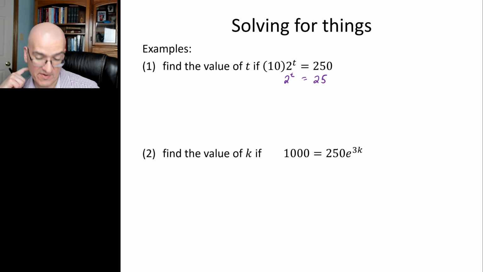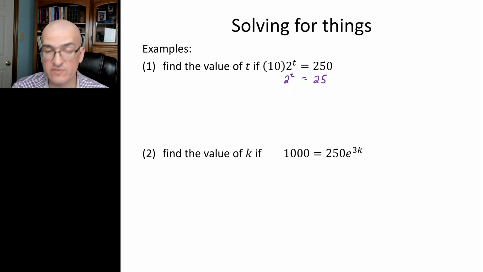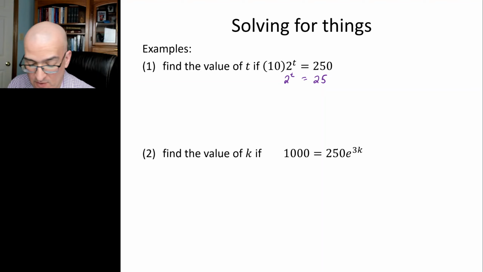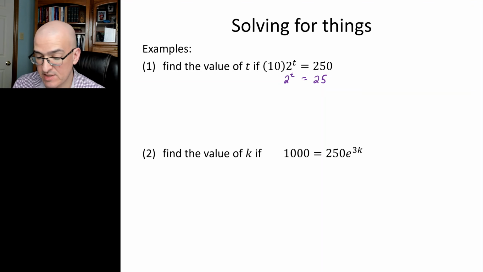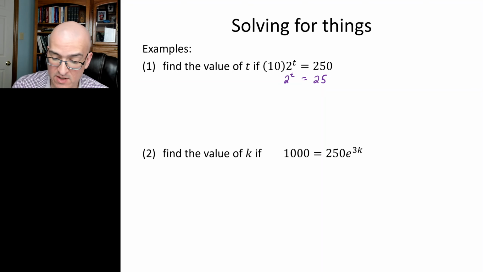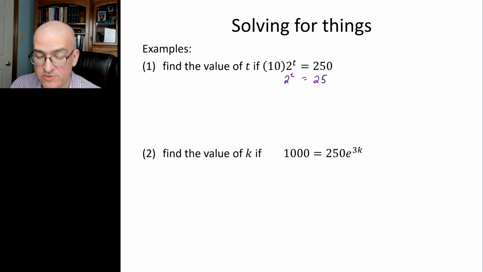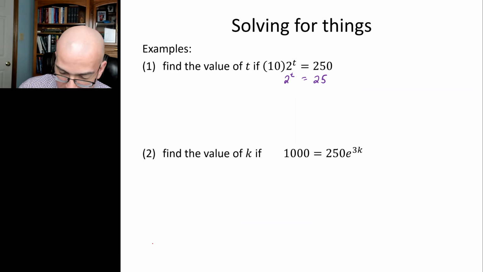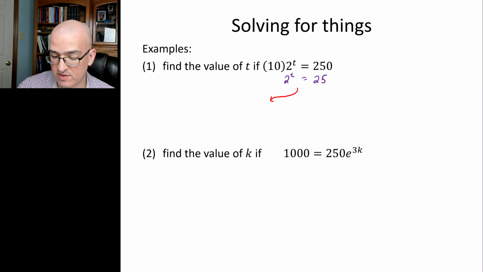I can't do any more divisions. If that wasn't a 25, let's say if that was a 32 or a 16 or an 8 or something, then I could write that number as 2 to some power, but I can't write 25 as 2 to some nice power. So what I have to do next is I have to make a choice. How am I going to express this t value in terms of logs?